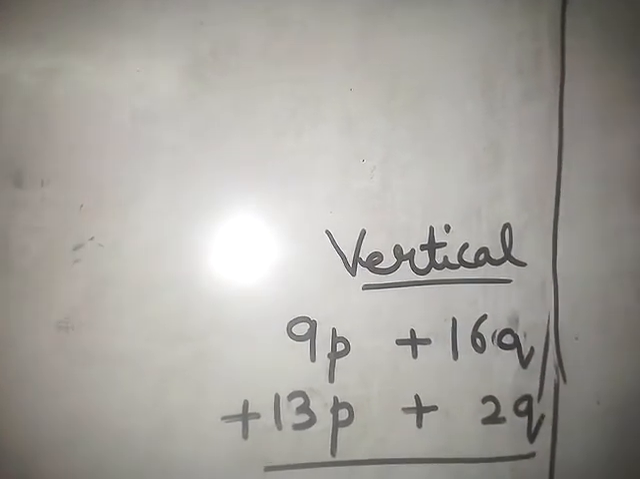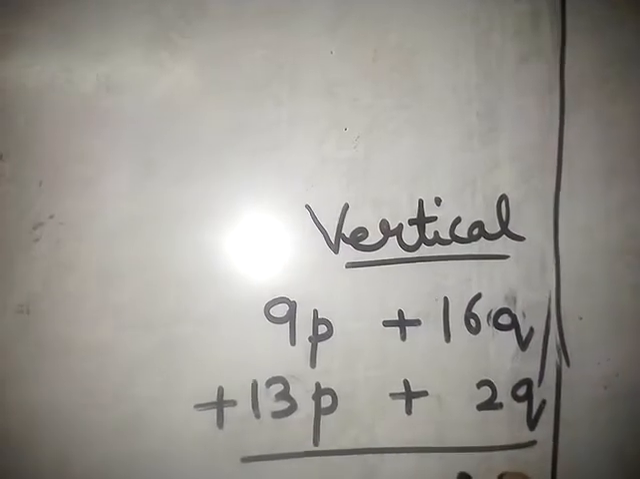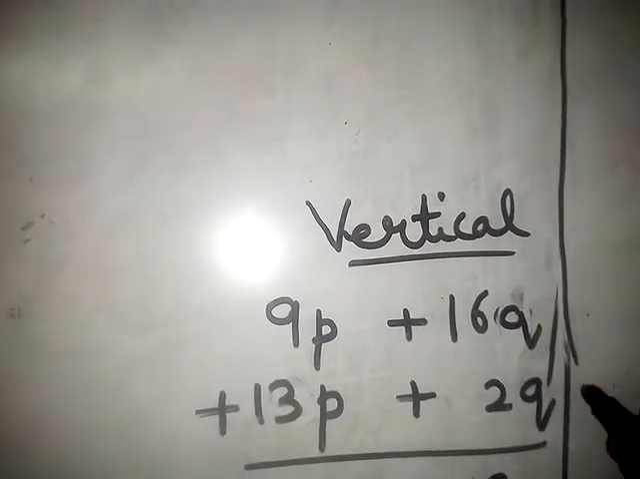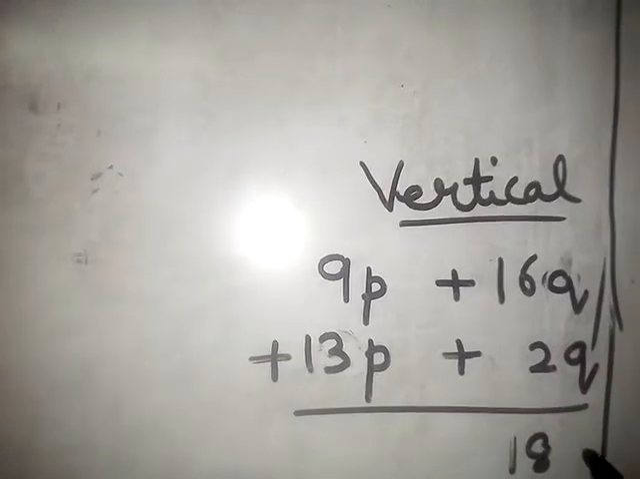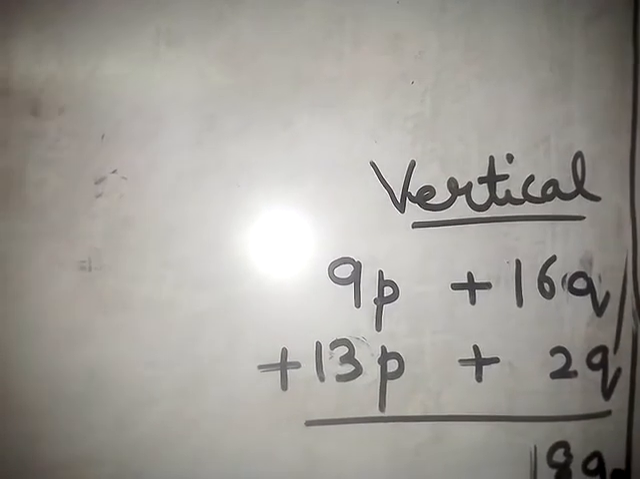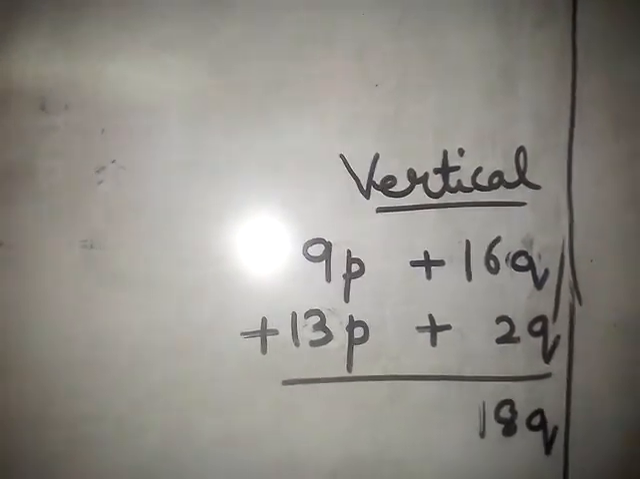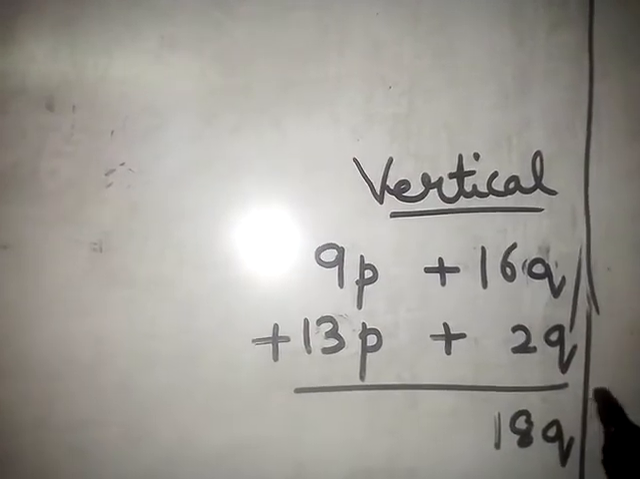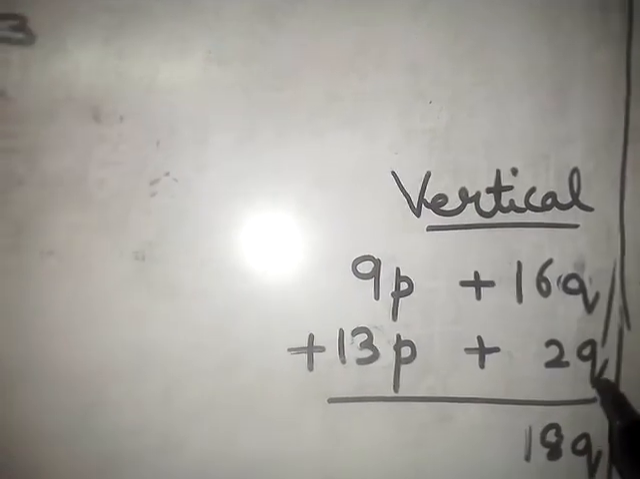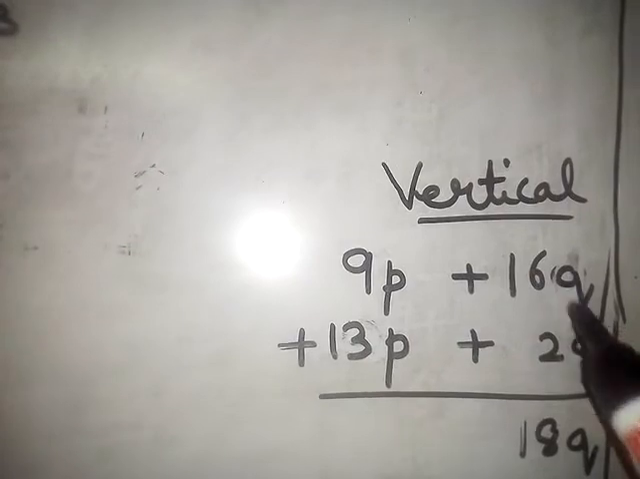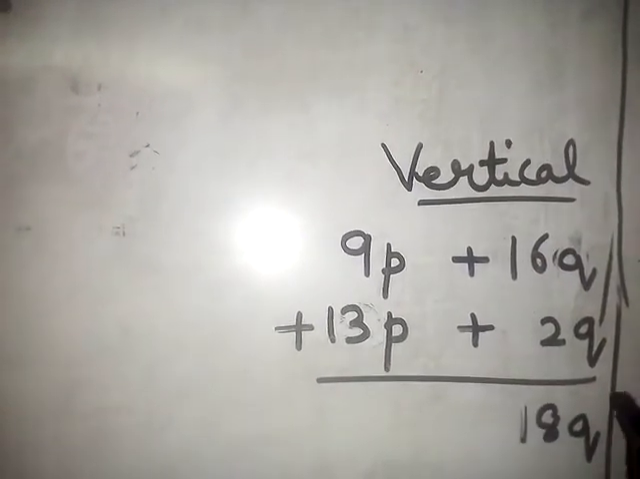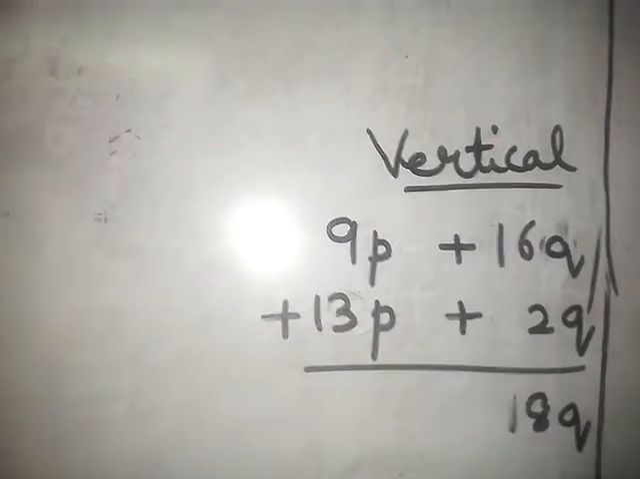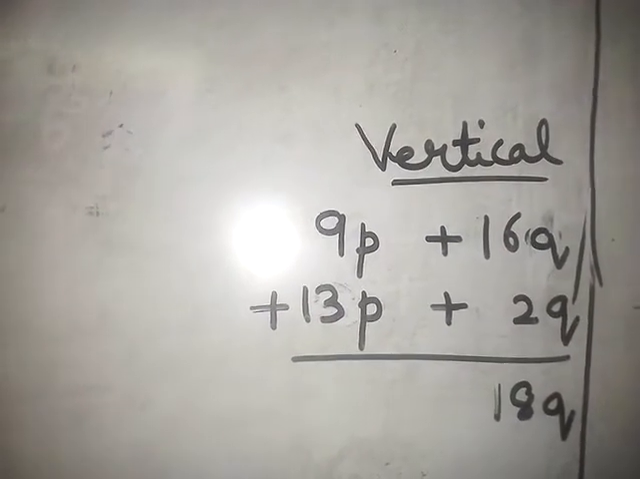16 plus 2. Your answer is 18. You have the same variable. If you have the same variable, your answer also you have to write same variable. You cannot add the variable. Like terms you cannot be added, but only numbers of the like terms you can add. Variables which you have the same, that cannot be added. That answer you have to write as it is.